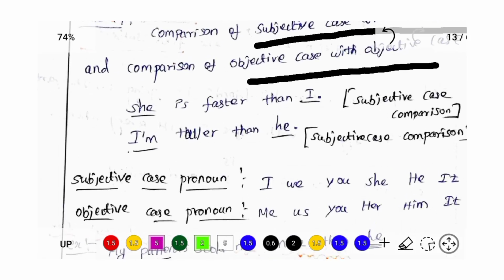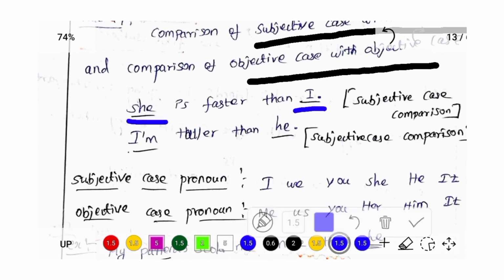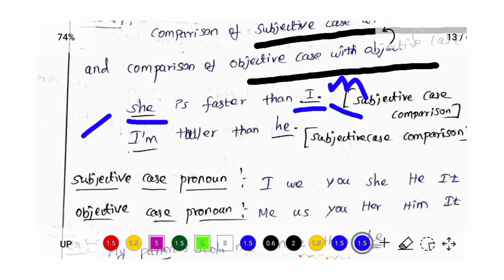She is faster than I. She is a subjective case. I is a subjective case. This is correct. Don't put "me" here. If you put "me" here, the sentence is wrong because you should compare subjective case with subjective case and objective case with objective case.